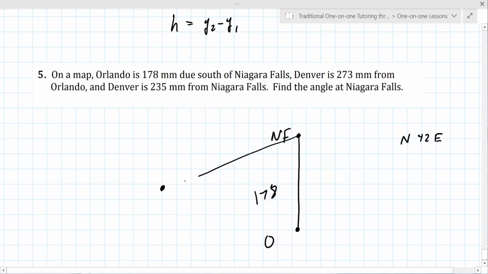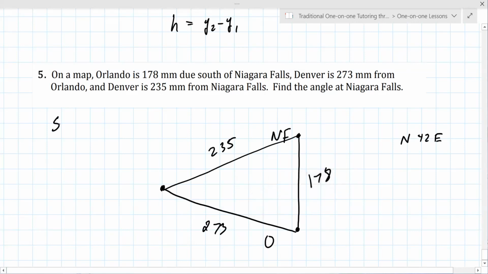So they're saying this is 235 and this is 273. So again, this is a side, which means that you're going to use law of cosines for whatever it wants. It wants the angle at Niagara Falls, so it wants that angle there.